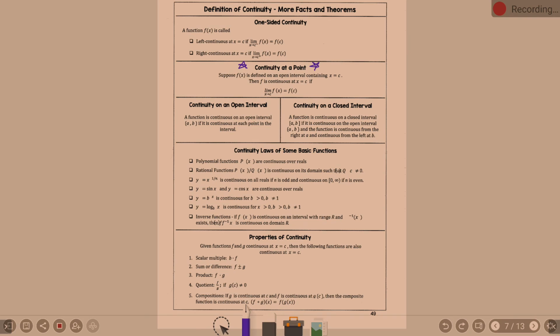We have continuity on an open interval versus a closed interval. A function is continuous on an open interval, a to b, if it is continuous at each point in the interval. Whereas a function is continuous on a closed interval, a to b, if it is continuous on the open interval, a to b, and continuous from the right at a and continuous from the left at b.